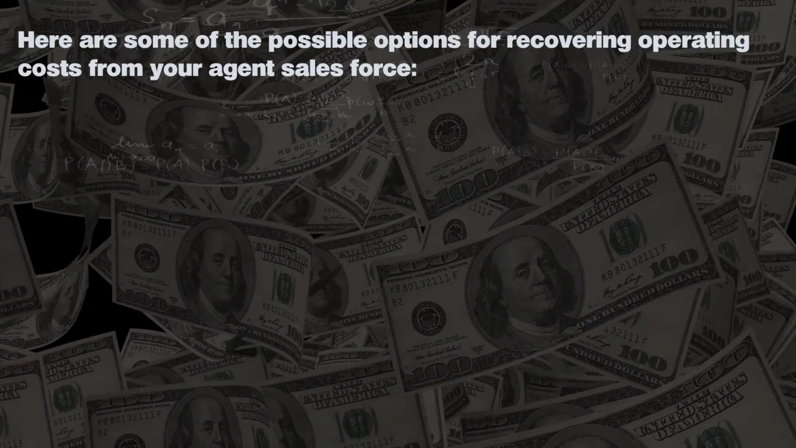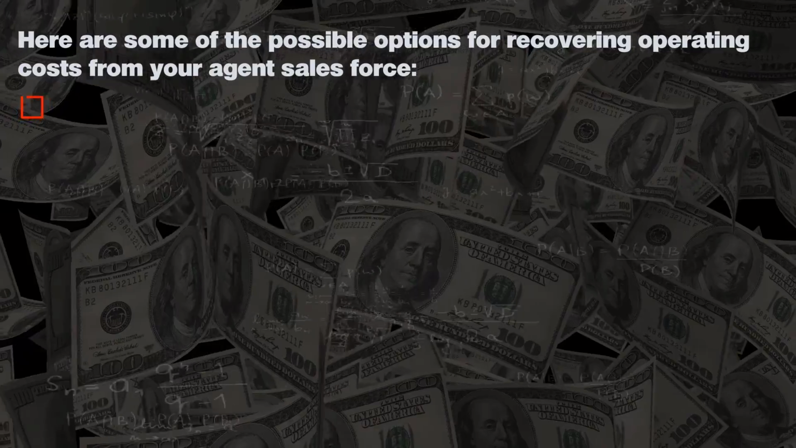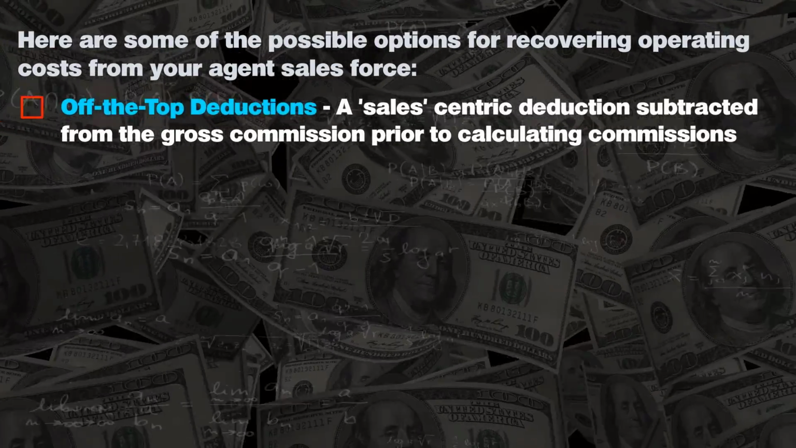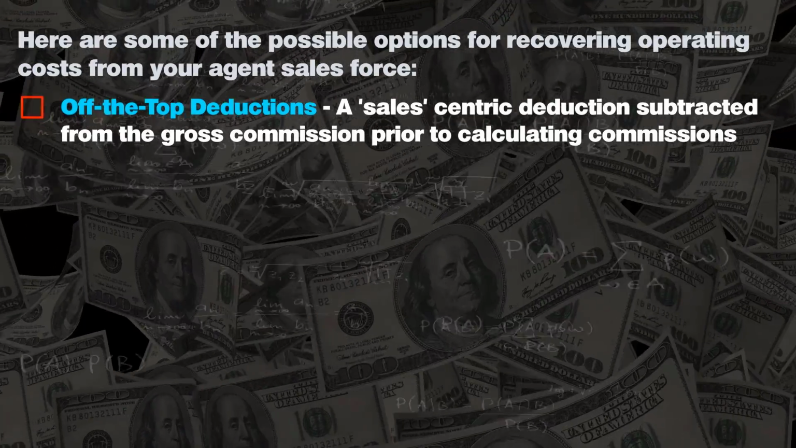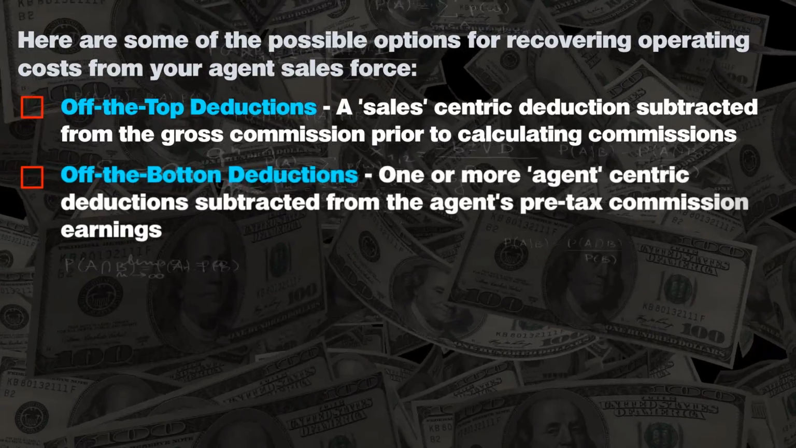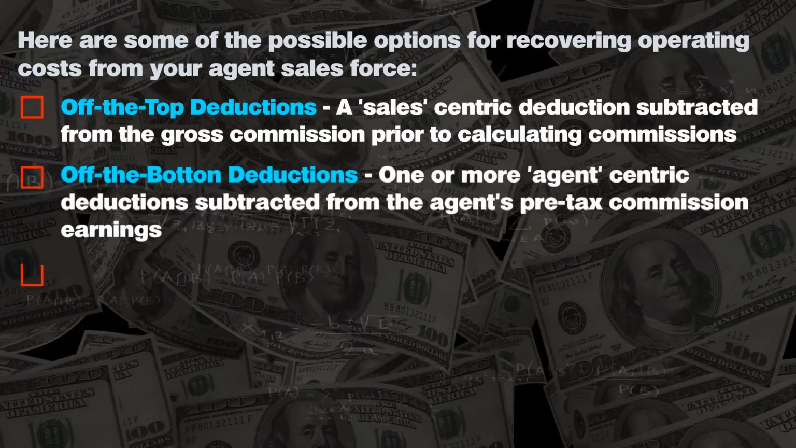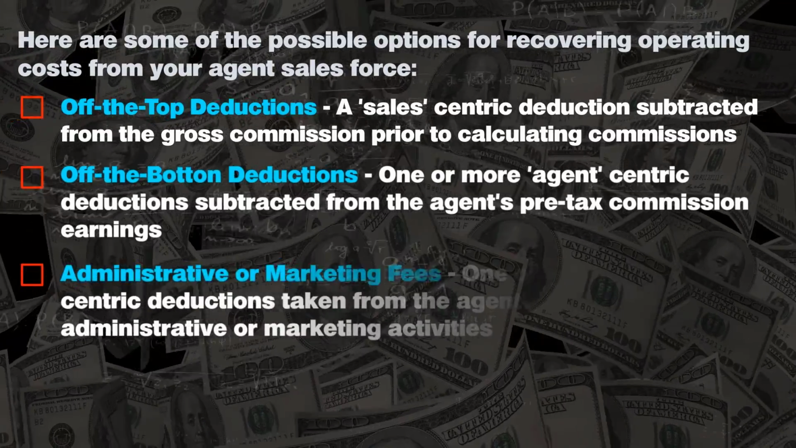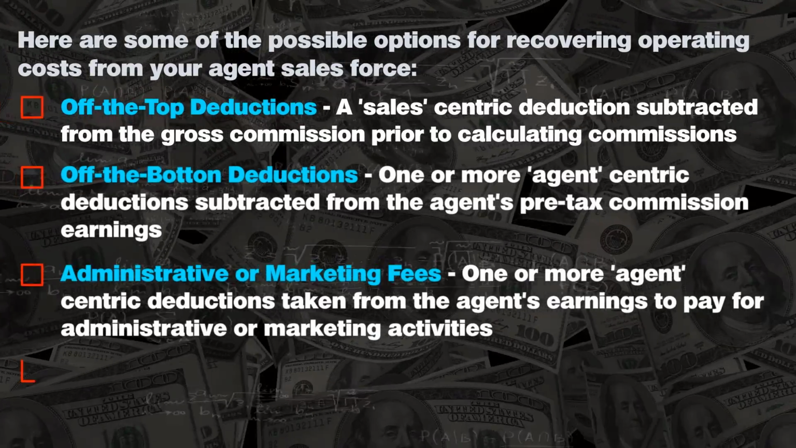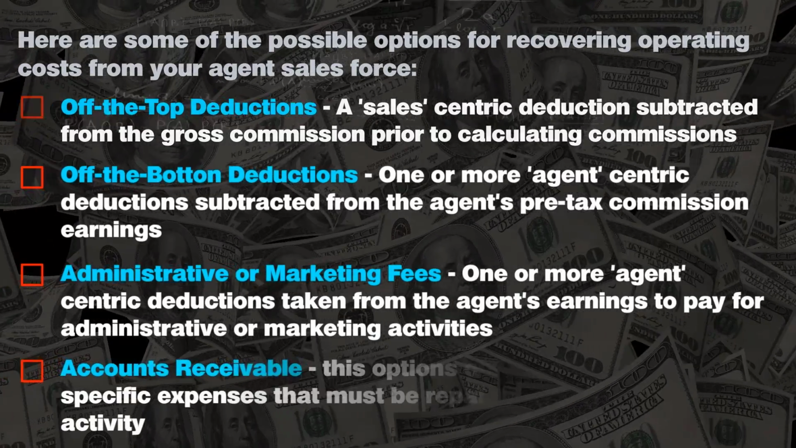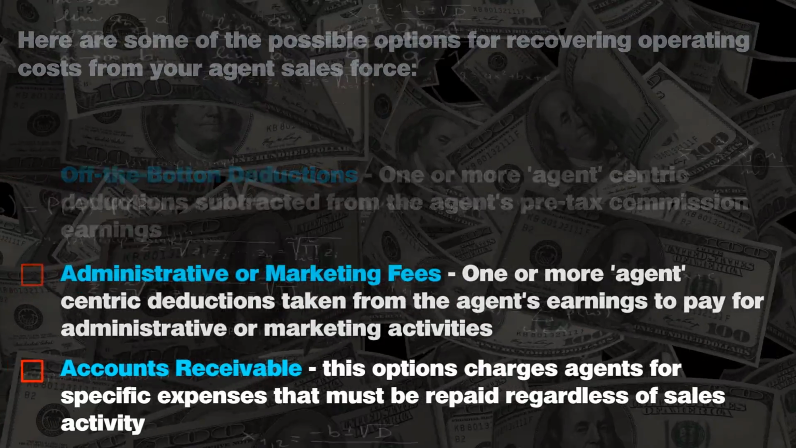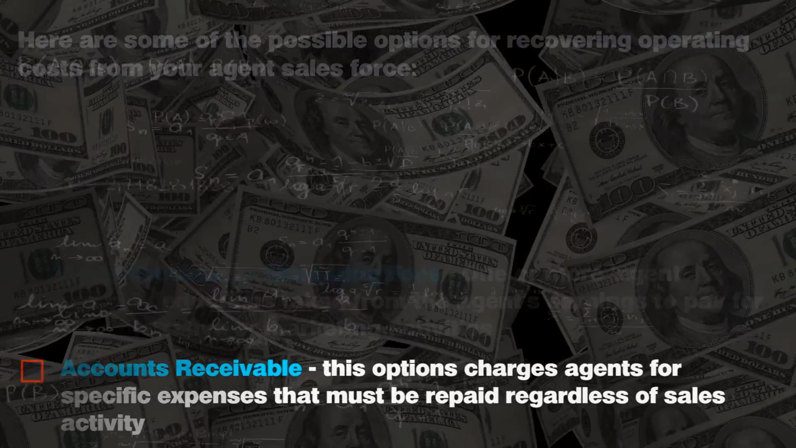Here are some other possible options for recovering operating costs from your agent sales force. Off-the-top deductions. A sales-centric deduction subtracted from the gross commission prior to calculating commissions. Off-the-bottom deductions. One or more agent-centric deductions subtracted from the agent's pre-tax commission earnings. Administrative or marketing fees. One or more agent-centric deductions taken from the agent's earnings to pay for administrative or marketing activities. Accounts receivable. This option charges agents for specific expenses that must be repaid regardless of sales activity.